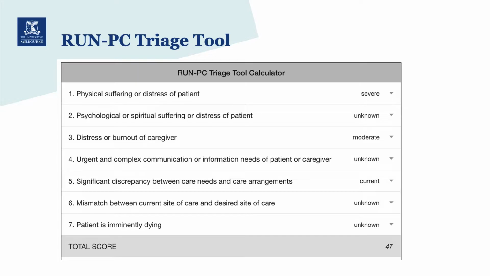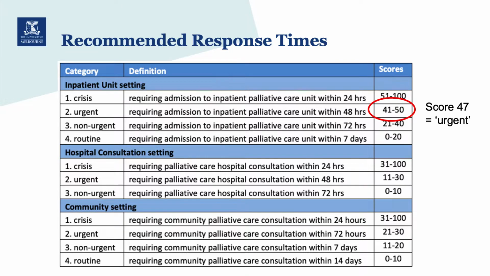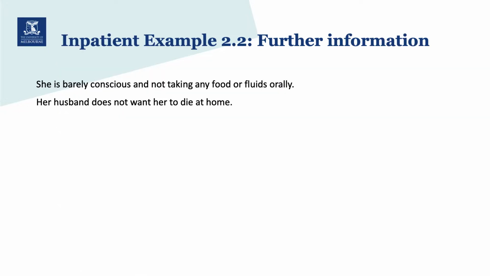That gives you a total score of 47. And looking at the inpatient unit setting referrals, that puts her in the category of urgent, aiming for a response within 48 hours. So even with the multiple unknown responses, which score 0, and needing more information, this still falls within the urgent category.